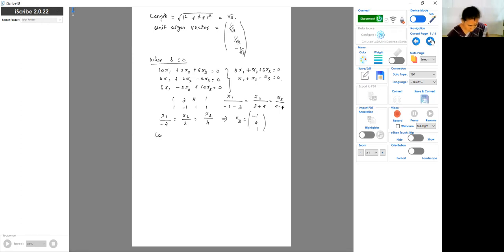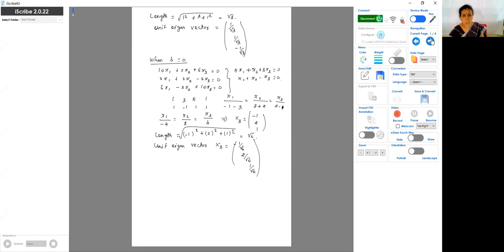So the length of the eigenvector is -1 squared plus 2 squared plus 1 squared. So it is 6, so it is √6. So the unit eigenvector, denoted by x3, will be -1 by √6, 2 by √6, 1 by √6.